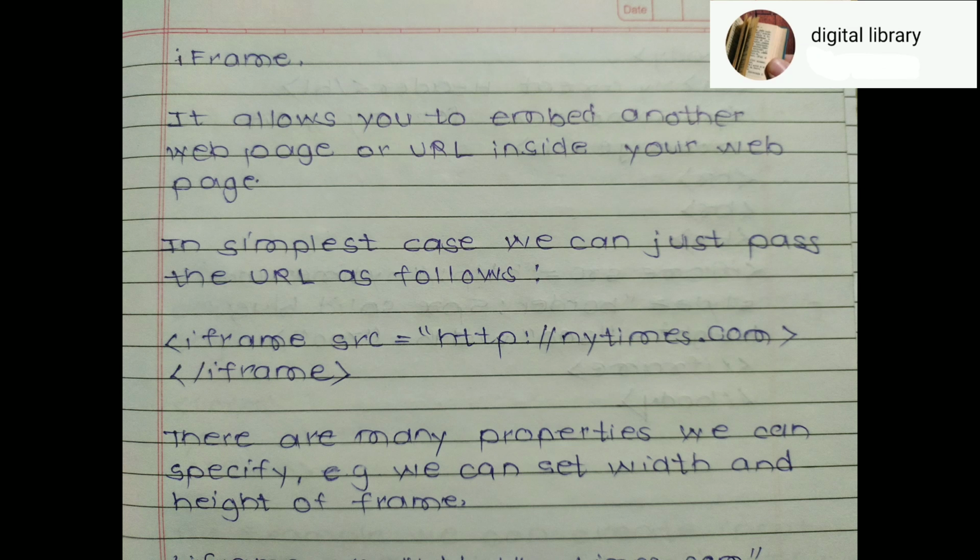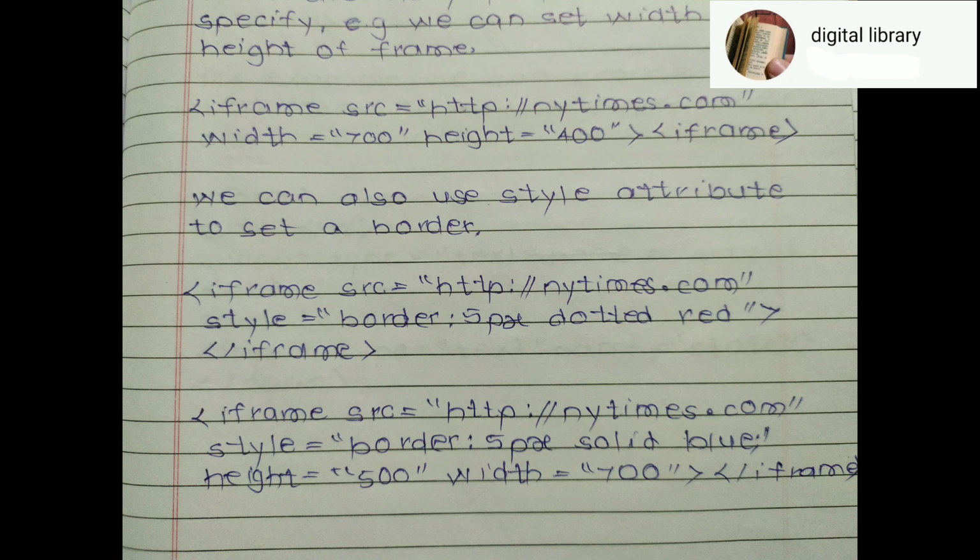There are many properties we can specify. For example, we can set the width and height of the frame. Here we are setting the width and height of the frame. iframe src is equal to http nytimes.com. Width is equal to 700, height is equal to 400. So here width is 700, height is 400. Now iframe close.